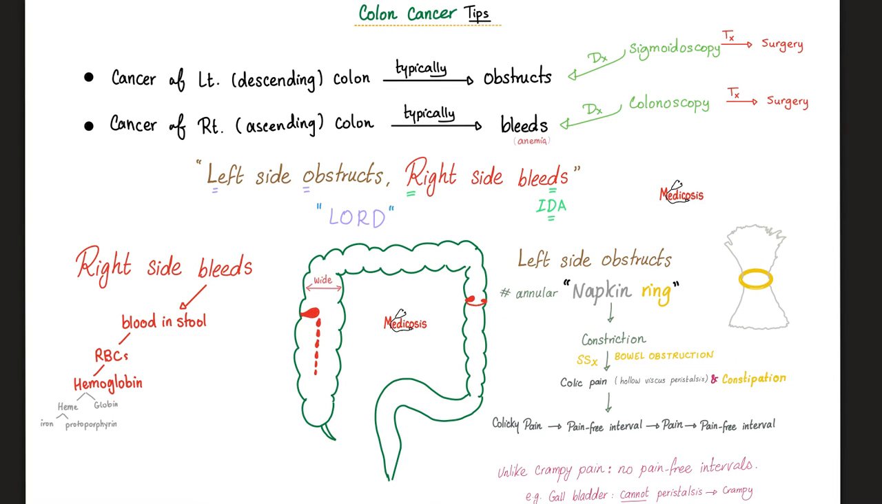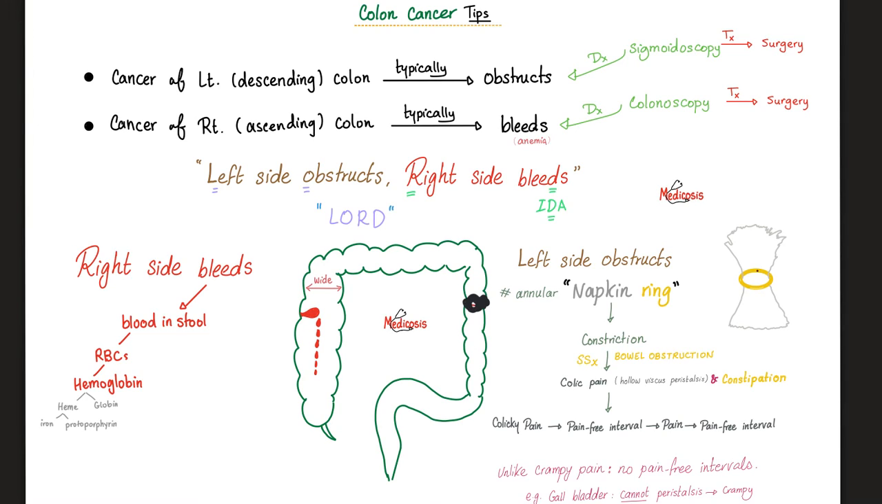This is the ascending colon or right colon, but this one is the descending colon or left colon. Normally, which one is larger in lumen? Well, the ascending colon is way wider than the descending colon, and hence the famous adage, left side obstructs, right side bleeds. Why does left obstruct? Because it's already narrow. If I start a tumor here in an already narrow descending colon, well, I can obstruct it.